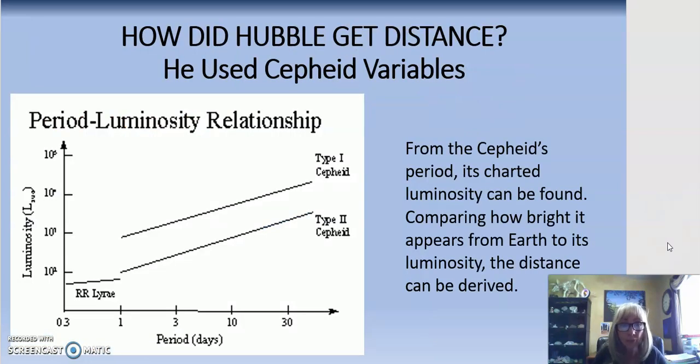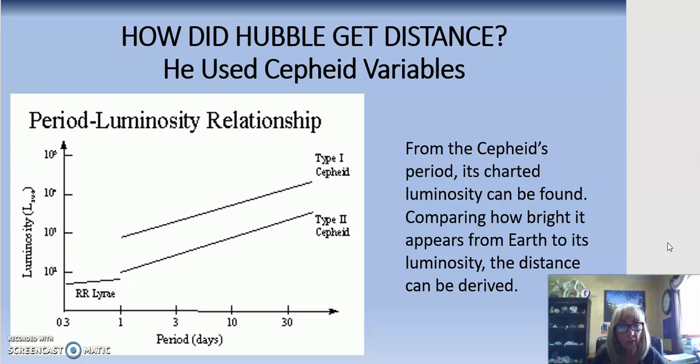So, from the Cepheid's variable period, you can go for how many days it brightens and dims, go up on the chart, go across and find its luminosity. Compare that to how it appears from Earth, and with the distance formula, we can figure out how far away that galaxy is.